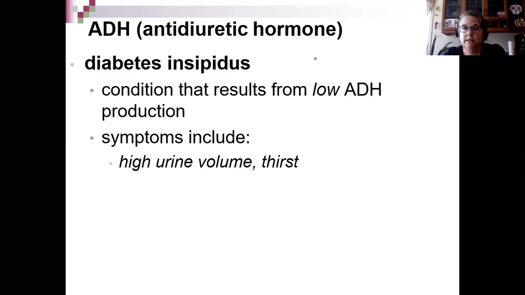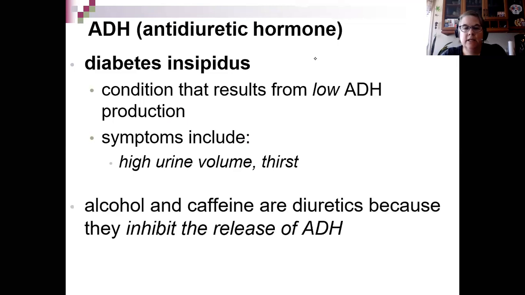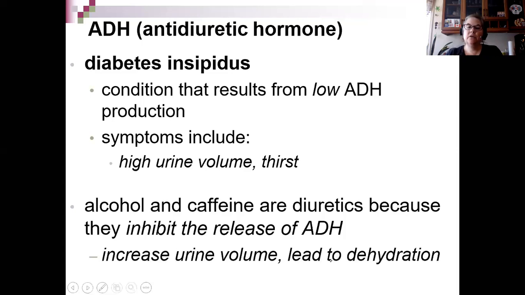And then another thing just to talk about with ADH and what affects ADH is alcohol and caffeine are known as diuretics. And that's because they mess up with the release of ADH. So when you drink a lot of alcohol, you'll notice that you pee a lot. When you drink a lot of caffeine, you'll notice you increase how much you pee, how much you urinate. And that's because these are diuretics. So they actually increase our urine volume and lead to dehydration.